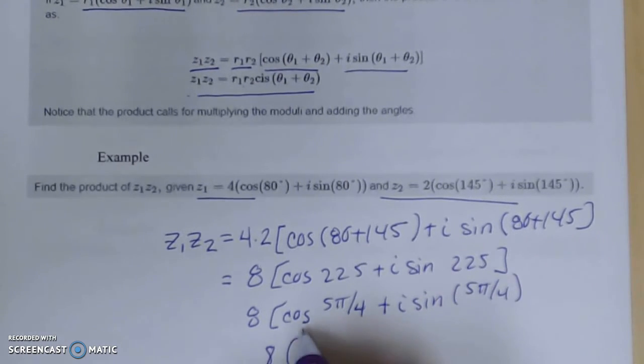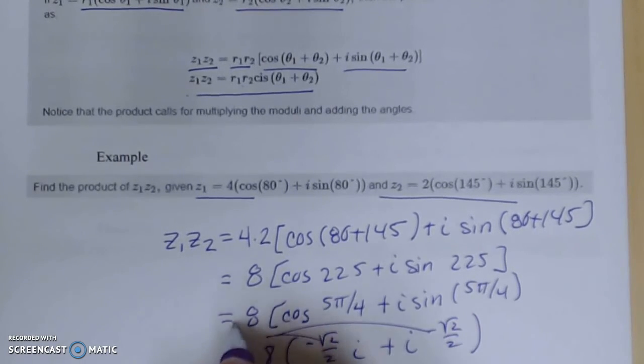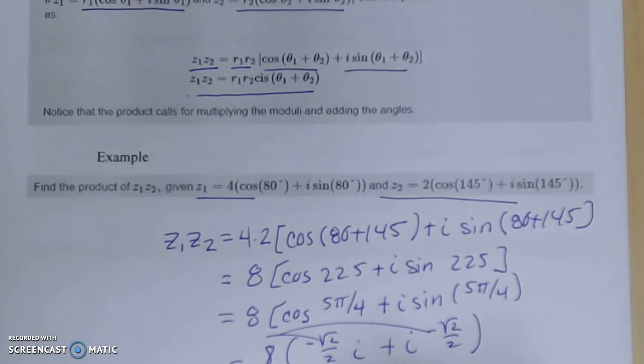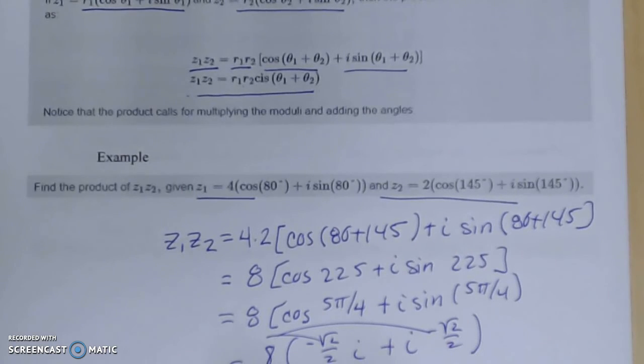And so this gives me 8. Go to your trig circle, negative square root of 2 over 2, plus i, trig circle, negative square root of 2 over 2. Distribute it. And this ends up with negative 4 square roots of 2 plus negative 4 square roots of 2i. And this would be the product of these two.